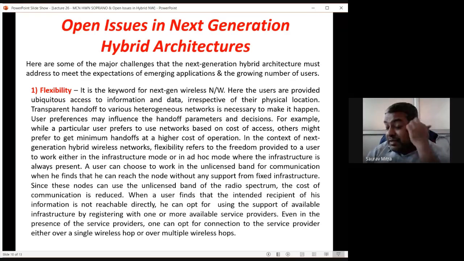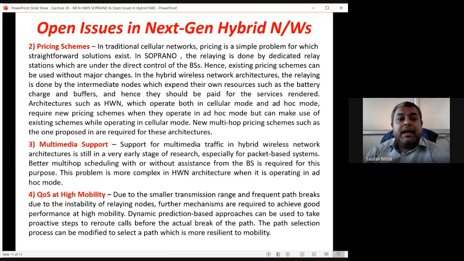So in hybrid network, the user should be able to choose among different service providers. They should be able to jump services from one service provider to the other service provider, and flexibility of data, flexibility of accessing channel, all those flexibilities should be offered to the user in next generation hybrid architecture. Pricing scheme. Okay, this is another very important thing in case of hybrid network architecture.